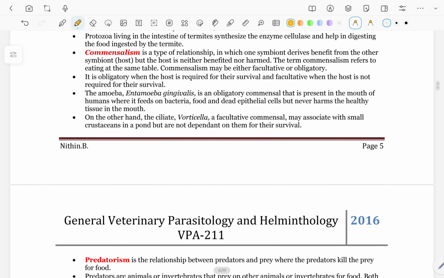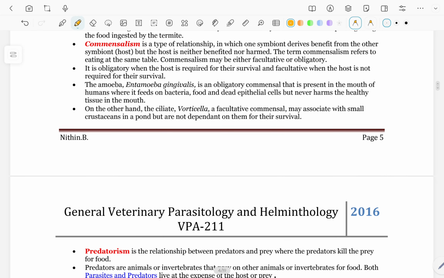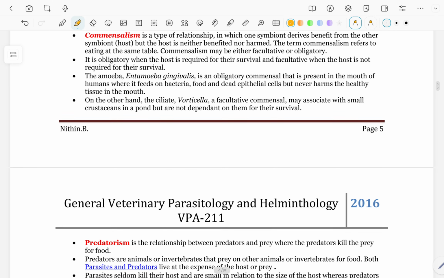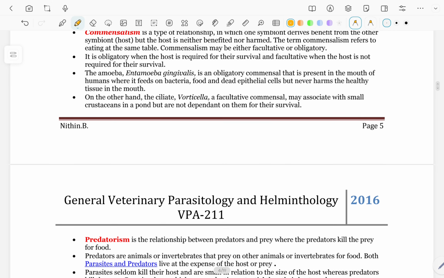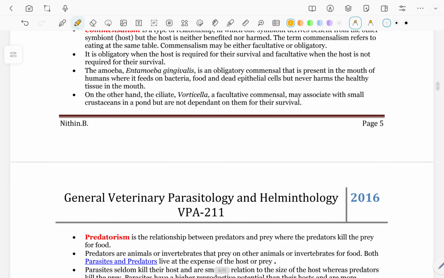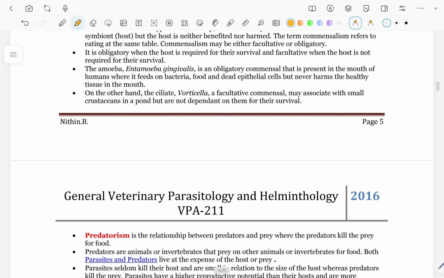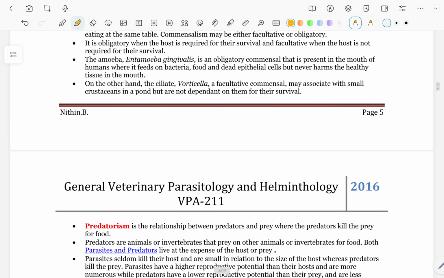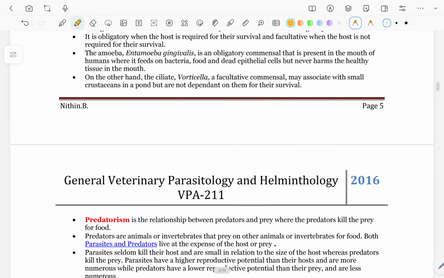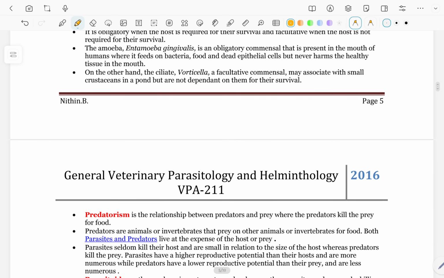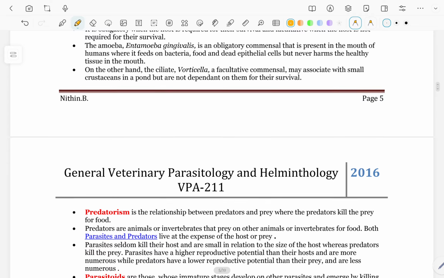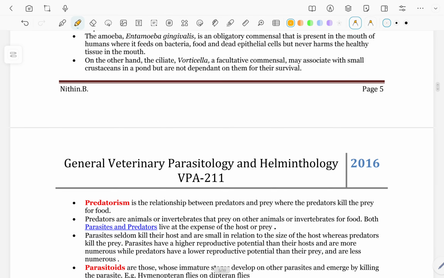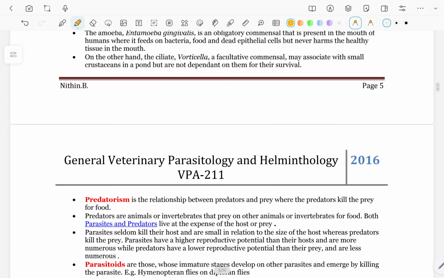The amoeba Entamoeba gingivalis is an obligatory commensal that is present in the mouth of humans, where it feeds on bacteria, food, and epithelial cells, but never harms the healthy tissue in the mouth. On the other hand, the ciliate Vorticella, a facultative commensal, may be associated with small crustaceans in a pond but is not dependent on them for its survival.